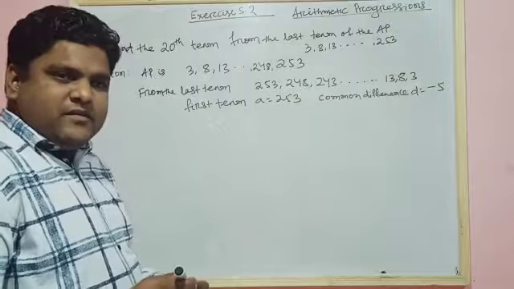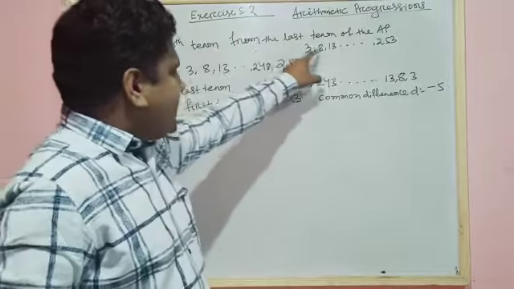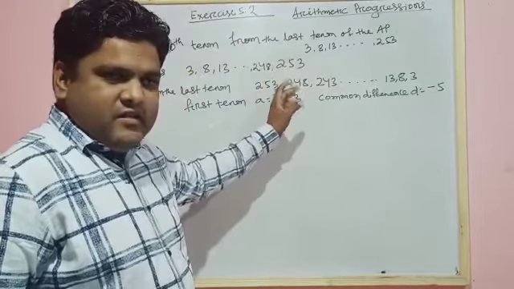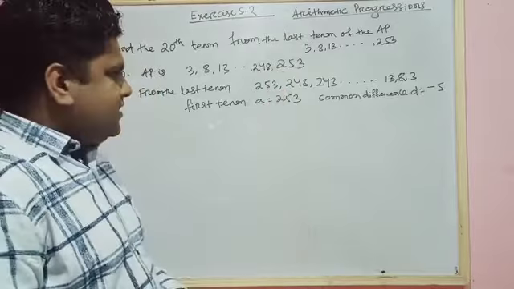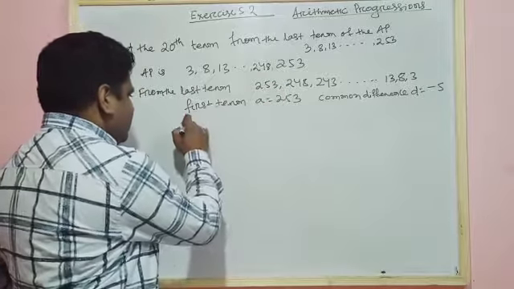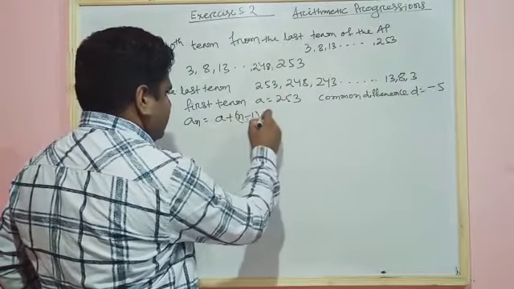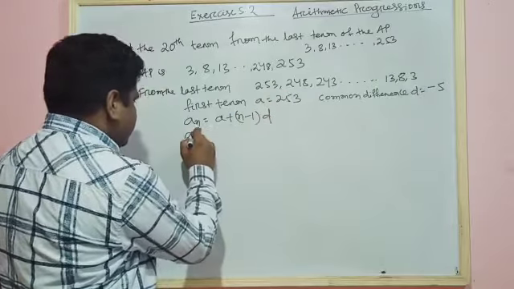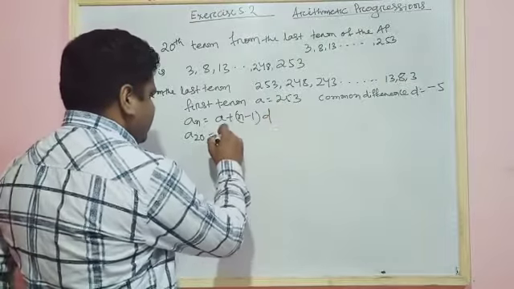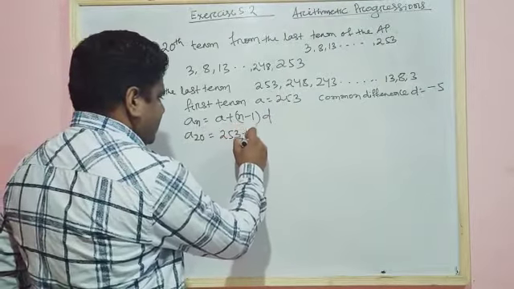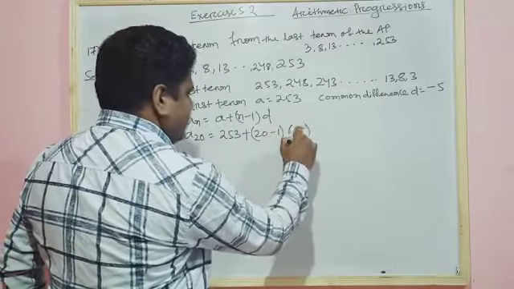Why have we done this? Because we have to find the 20th term from the last term. So we write this AP from the last term, and for this AP we have to find the 20th term. We know that an equal to a plus n minus 1 into d. So for this AP, a20 equal to, the value of a is 253 plus 20 minus 1, and d is minus 5.